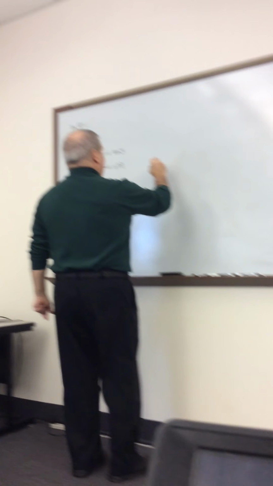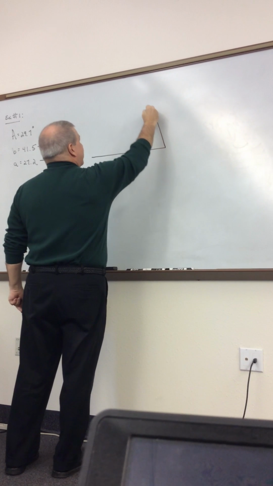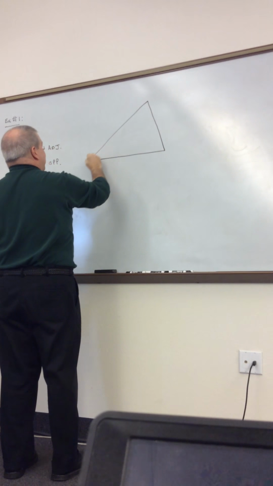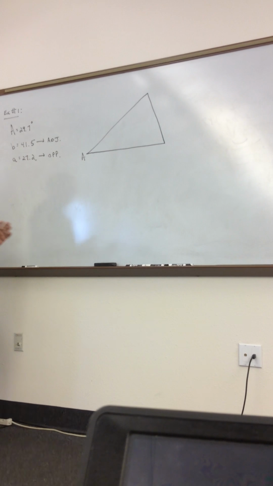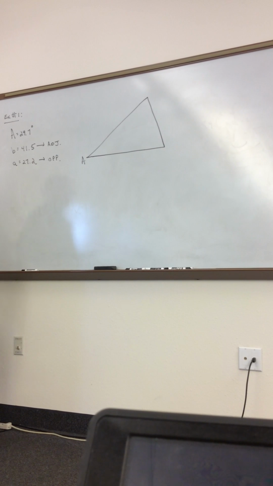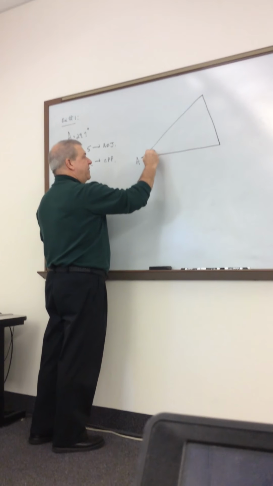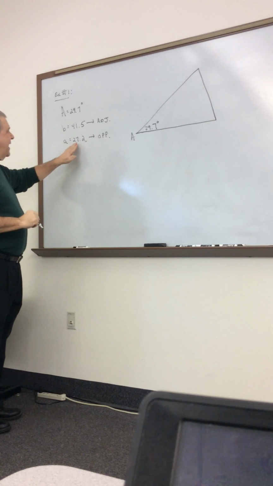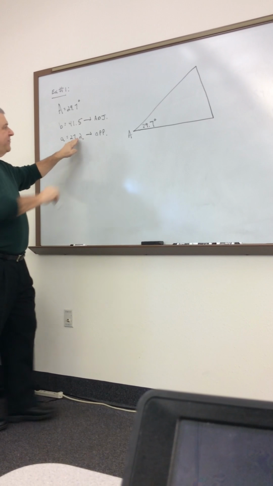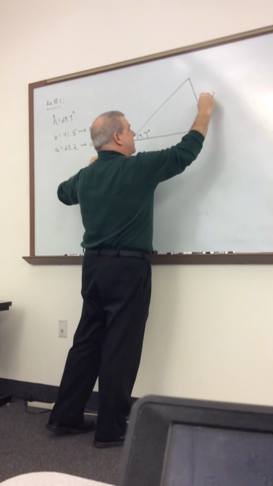Okay, now, let's draw this. Again, let's make this kind of big, everybody. Make it kind of big in your notebook. I'm going to go through this one more time. Okay, angle A, 29.7 degrees. Side A, 27.2. B over here, 27.2.